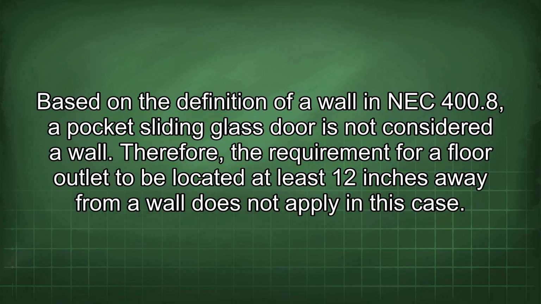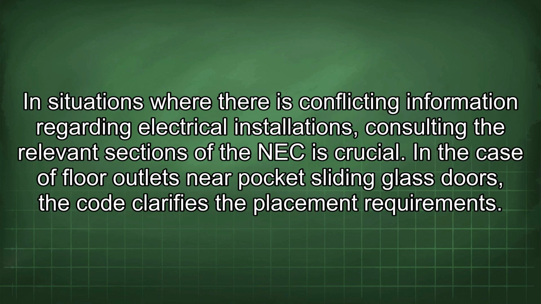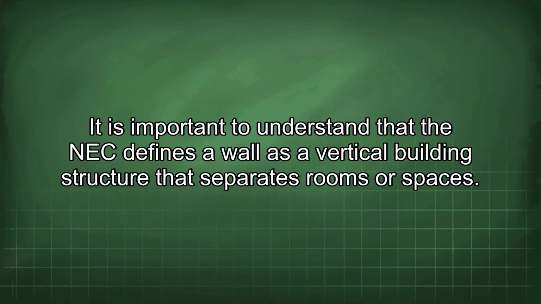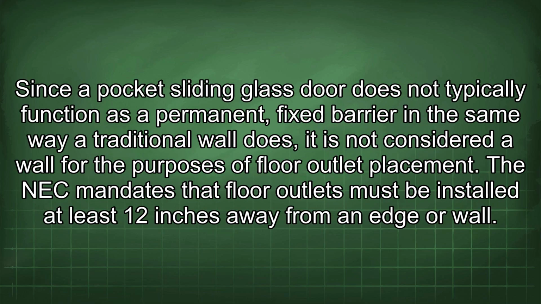In situations where there is conflicting information regarding electrical installations, consulting the relevant sections of the NEC is crucial. In the case of floor outlets near pocket sliding glass doors, the code clarifies the placement requirements. It is important to understand that the NEC defines a wall as a vertical building structure that separates rooms or spaces. Since a pocket sliding glass door does not typically function as a permanent, fixed barrier in the same way a traditional wall does, it is not considered a wall for the purposes of floor outlet placement.